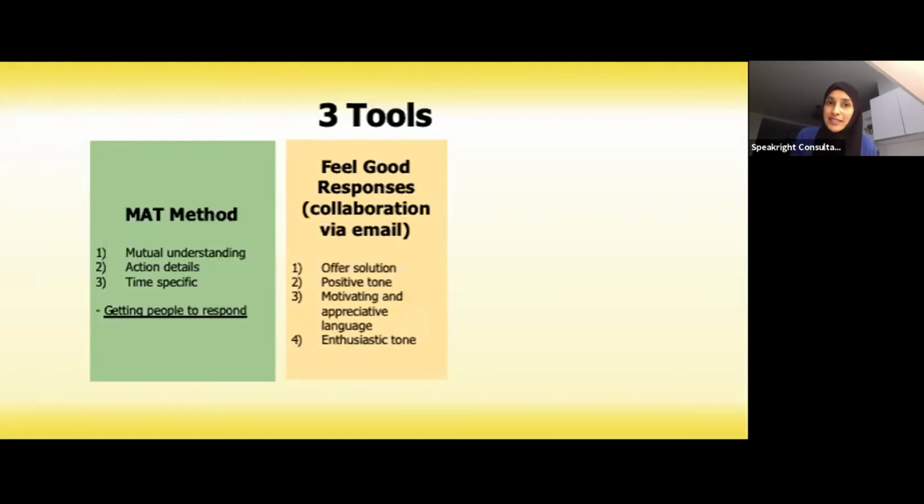Offer a solution instead of stating the problem. Use positive tone. We have done some exercises just now. Motivate and use appreciative language. If the person is doing really well, say it. They will appreciate it. Nobody will not like it. They will give more to you. And always be enthusiastic. Use some enthusiastic tone.